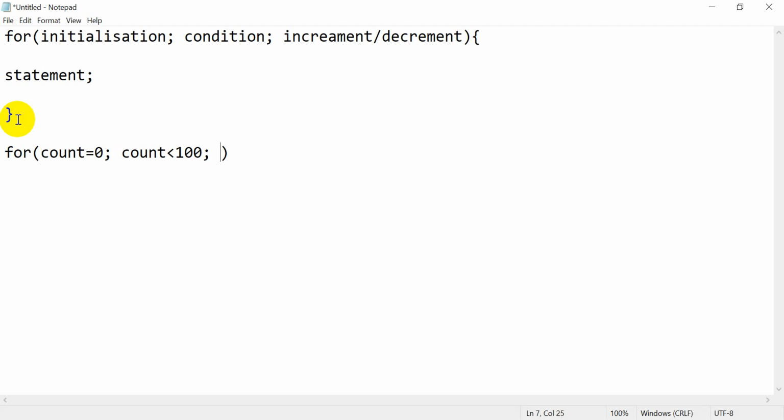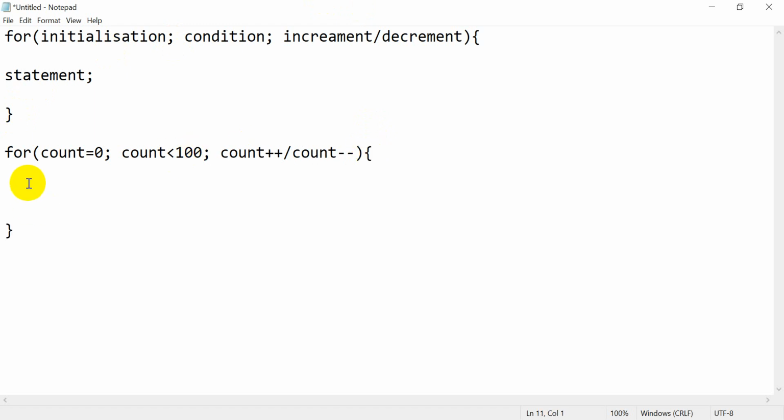You see? So the increment here will be count plus plus. What increment is plus. You see? There you go from 0, 1, 2, 3 up to 99. If it is decrement, if one wants to use decrement, it will be count minus minus. Do you understand?